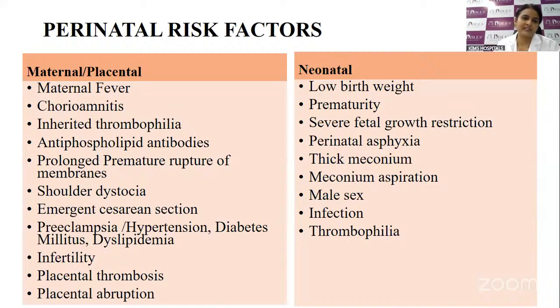Now, coming to the risk factors, the perinatal risk factors involve both maternal and neonatal factors. Among the maternal or placental factors, the risk factors are maternal fever, chorioamnionitis, inherited thrombophilia, antiphospholipid antibody syndrome, prolonged premature rupture of the membranes, shoulder dystocia, emergency cesarean section, preeclampsia or hypertension in the mother, diabetes mellitus or dyslipidemia in the mother, infertility, and placental causes like placental thrombosis and abruptio placentae. Whereas the neonatal causes involve low birth weight, prematurity, severe fetal growth restriction, perinatal asphyxia, thick meconium or meconium aspiration syndrome, male sex, infection, and thrombophilias.